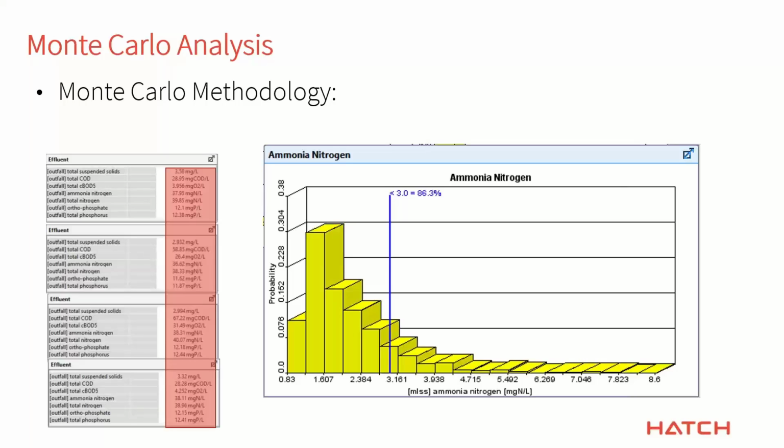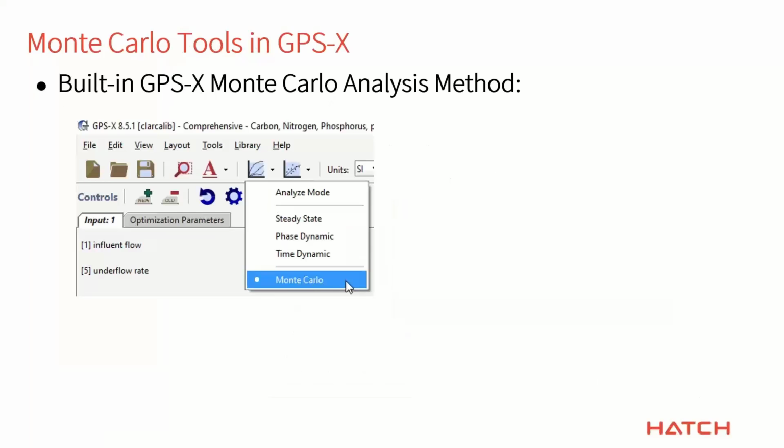And then you're now saying, here's my results. It looks like most of the time I'm pretty good, but not all of the time. So you can get a sense of that value. So we have these two ways of doing it right now in GPSX.